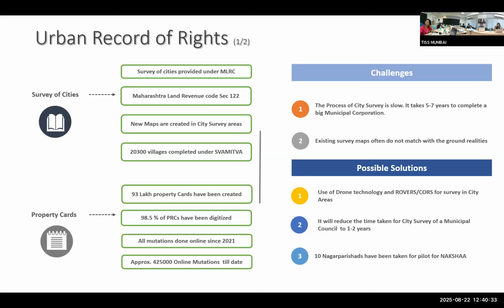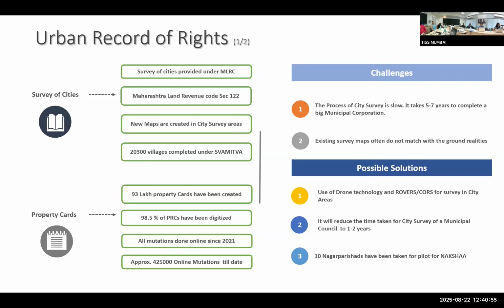Out of that, around 50% of the work is done where the property card is already issued for a property in a rural area village abadi. Where this property card is issued, the person can now actually go for a loan. He can officially submit the document and take a loan.